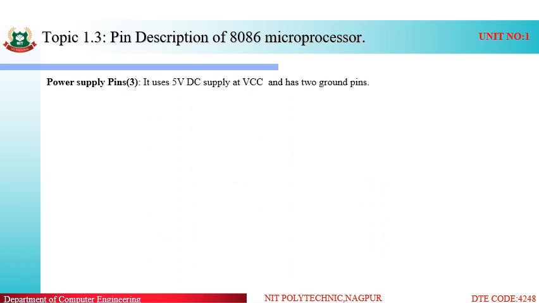So the first pins are power supply pins. Total 3 power supply pins are there. As we know already that 8086 is a 16-bit microprocessor, and 8086 is a digital IC. Digital means it works on signal 0 and 1. But the power supply we provide to the computer or laptop or any computing device is in the form of electrical signals.